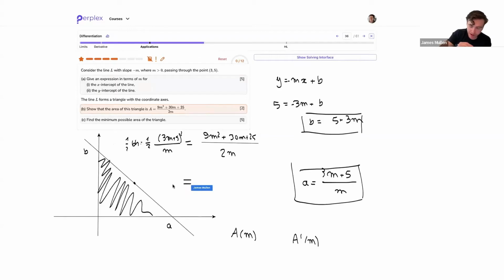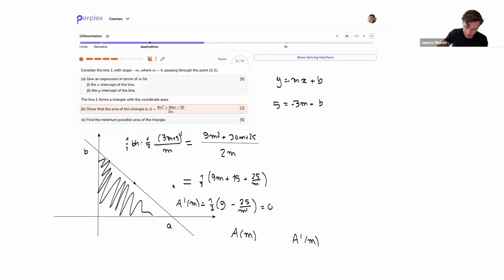Instead, I'm first going to divide every term by m, and I can write this as 9m over 2 plus 15 plus 25 over m. That's a lot simpler because now I just have a bunch of terms separately. When I take its derivative, A prime of m, the half just stays in front. The 9m becomes 9, 15 goes to 0, and 25 over m becomes negative 25 over m squared, and that is all equal to 0.